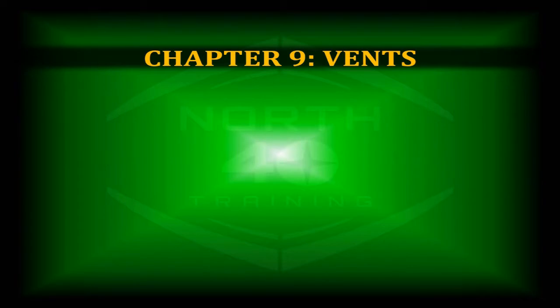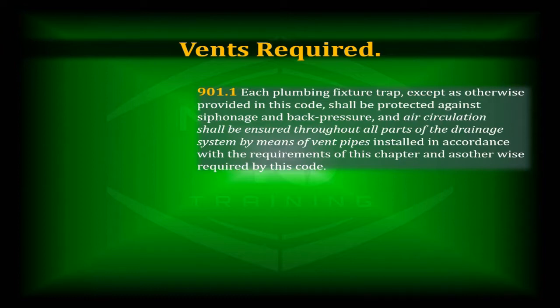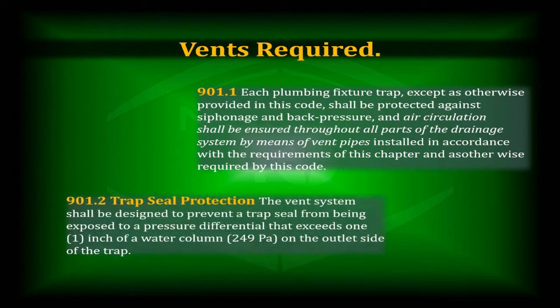Chapter 9, Vents. We'll look at a couple of things dealing with vents before we get finished with this presentation. Vents required. 901.1. Each plumbing fixture trap, except as otherwise provided in this code, should be protected against siphonage and back pressure. Obviously, we talked about not wanting to retard the flow earlier. And circulation of air shall be ensured throughout all parts of the drainage system by means of vent pipes, installed in accordance with the requirements of this code and this chapter and otherwise required by the code.